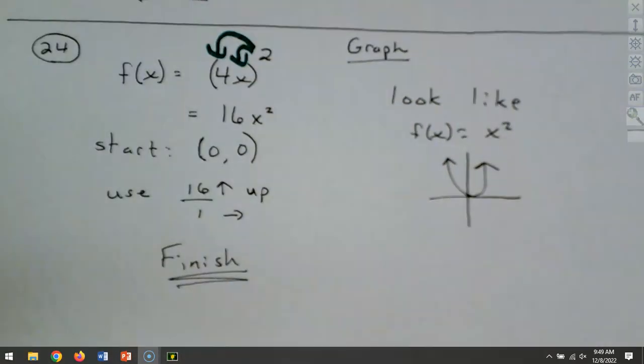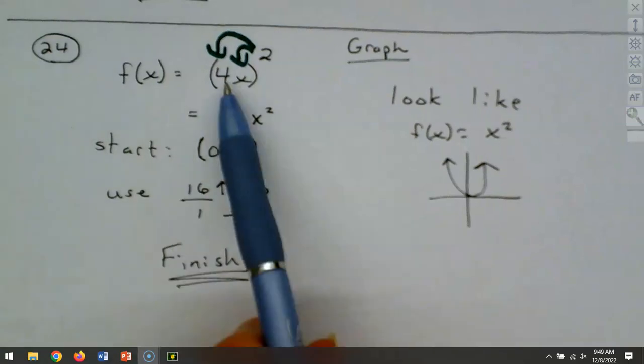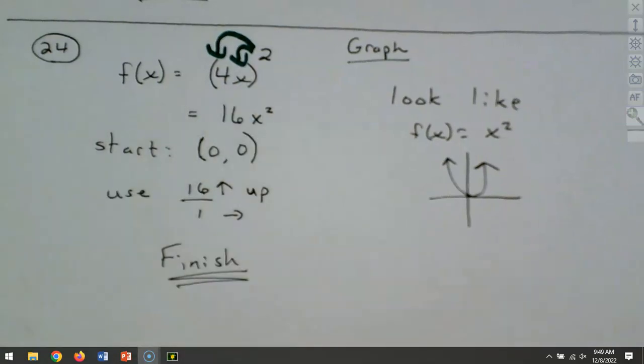Is everyone okay with that one? That's a commonly missed one because students forget to square here. If you went up 4 and over 1, I'd probably take a couple of points off. So you need to make sure you go up 16 and over 1.